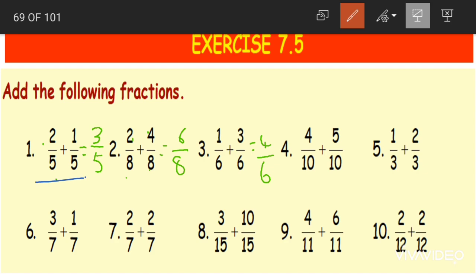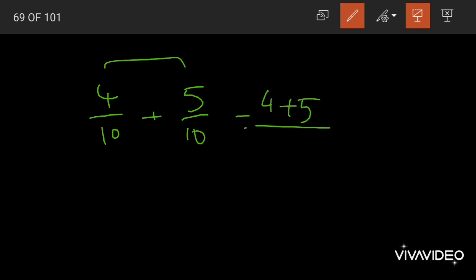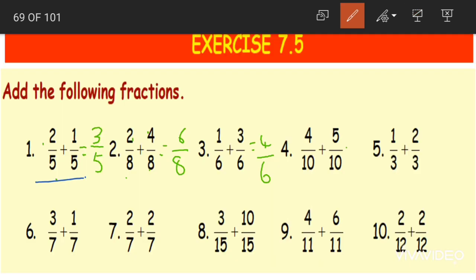Question 4. 4 by 10 plus 5 by 10. Again add the numerators. 4 plus 5 whole divided by our common denominator 10. 4 plus 5 is equal to 9 divided by 10. So 9 by 10 is our sum.